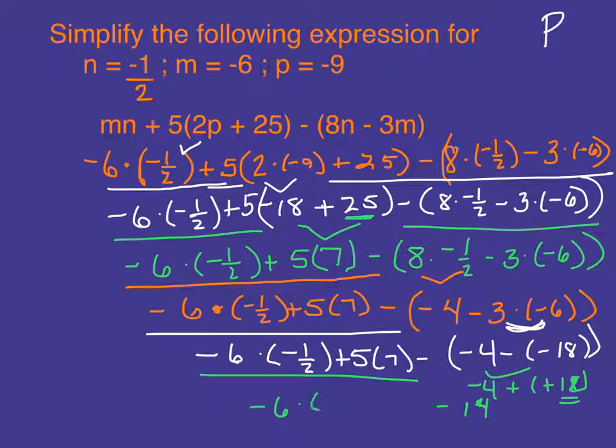Negative 6 times negative 1/2 plus 5 times 7, and that's minus 14. Okay, so obviously I need to go on to another page here. So I'm just going to rewrite my last expression. I've got negative 6 times negative 1/2 plus 5 times 7 minus 14. Okay, so I've done the parentheses. I didn't have any exponents, so I didn't have to do that.